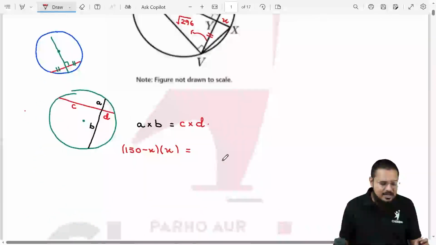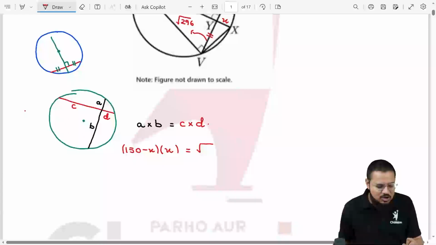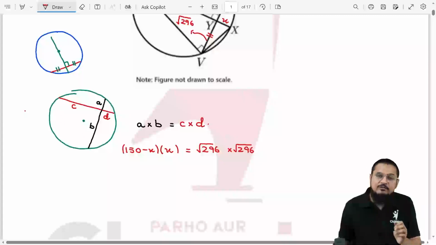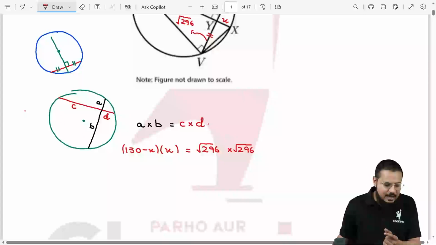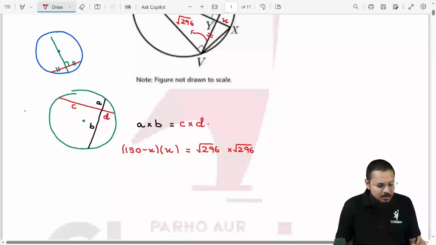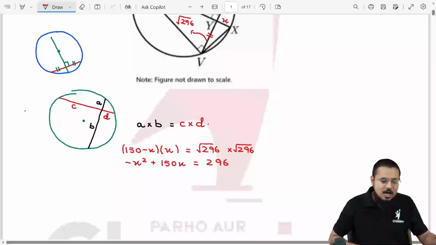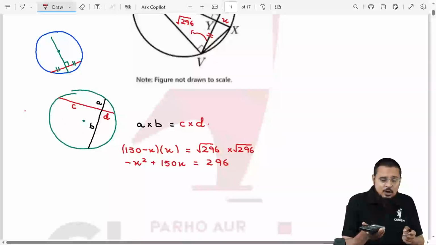Under root 296 times under root 296, I can just create an equation like this. So that's my equation that I'm looking to solve for the value of variable x. So if I simplify this one, I would be getting 150x minus x squared, or minus x squared plus 150x, is equal to root 296 times root 296, should be obviously 296. So I've created a quadratic equation over here, and I can solve this quadratic equation on my scientific calculator.